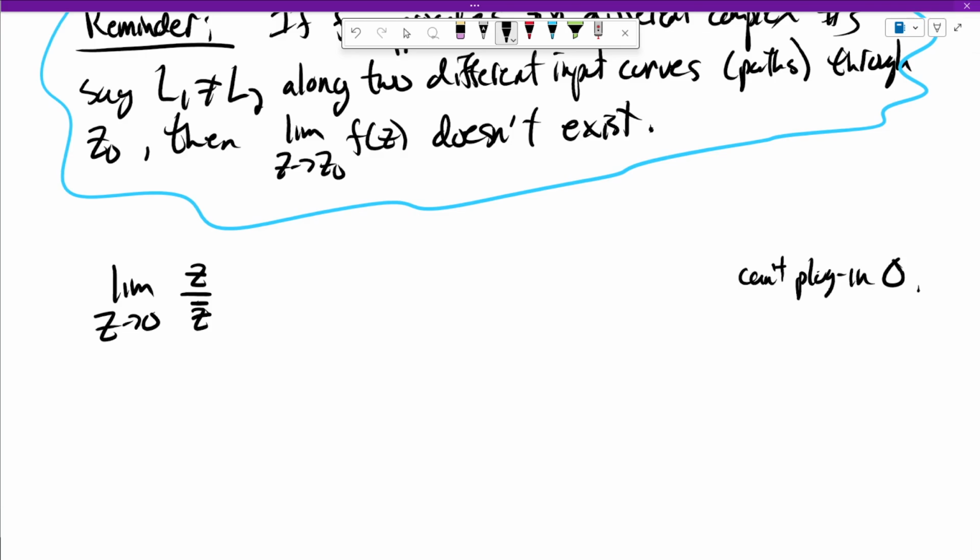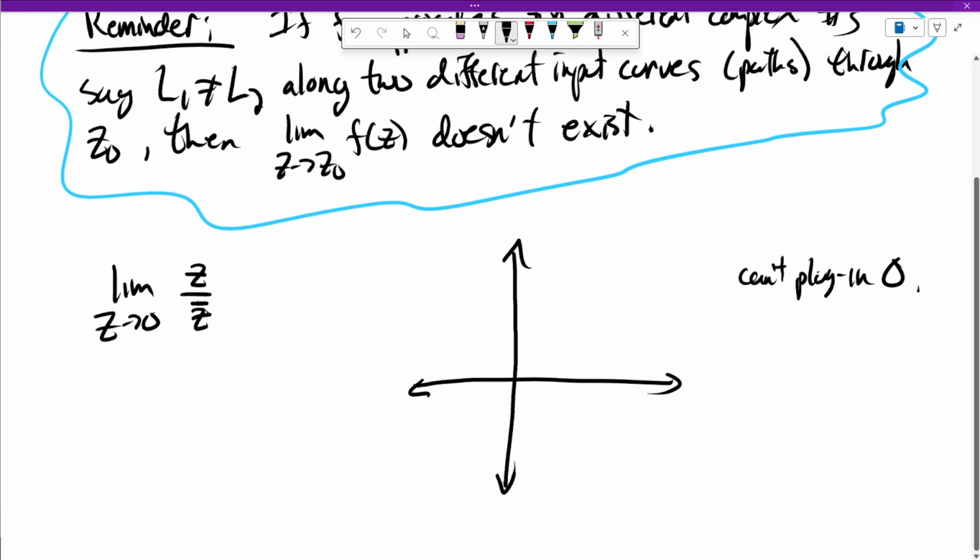So I'm going to give you two common approach paths to 0. These aren't the only ones, but these are ones that are often used as the first attempt. You can approach along, let's use a more harsh color here, we can approach 0 along the real axis. So here's our approach curve C1. And we can also approach 0 along the imaginary axis. So there's going to be our approach curve C2.